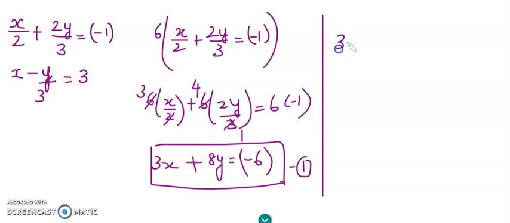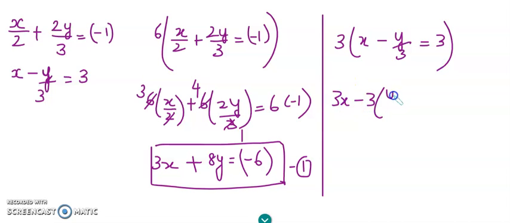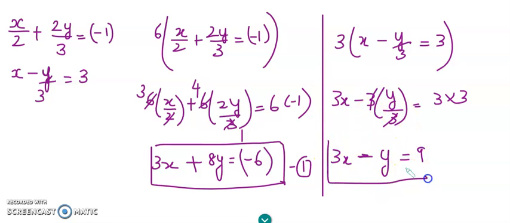So we'll say 3 times x minus y over 3 equals 3. So 3x minus 3 times y over 3 equals 3 times 3. So 3x minus, what should I write? Yes, the 3 and the 3 cancel off. So only y equals 9. That is my equation 2. Okay. Again, you have to select the variable which you want to make equal. I think in this case, 3x and 3x are already there. So you can directly go for elimination by subtracting equations 1 and 2 and get your answer.